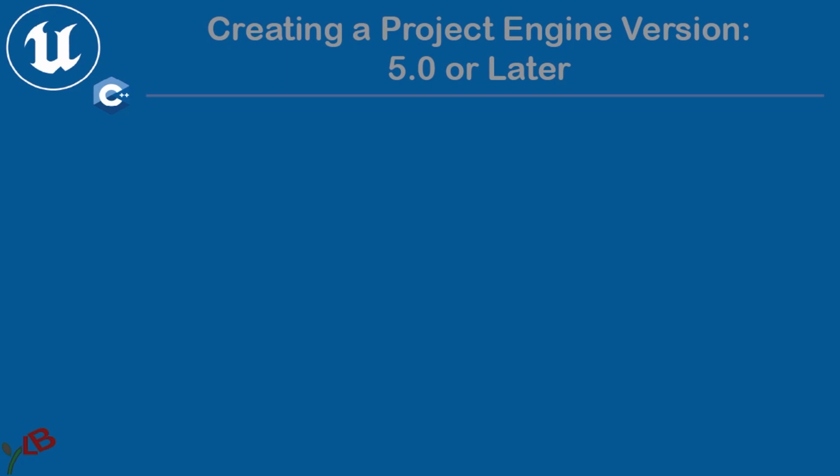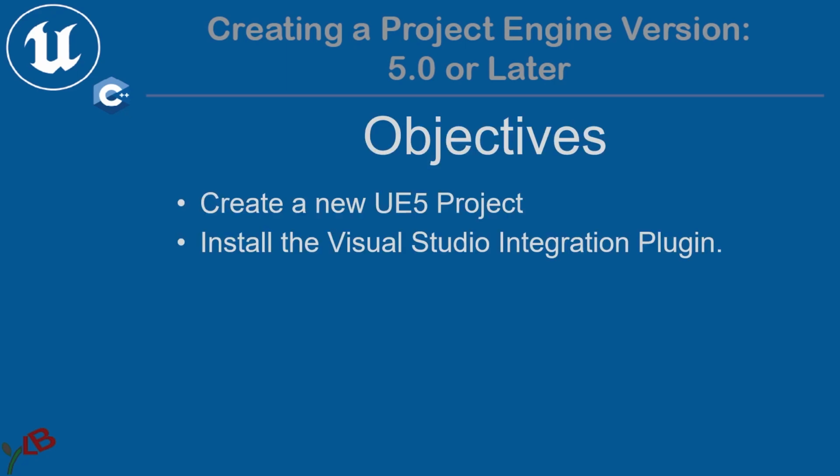Today we're going to be creating a project in Unreal in version 5.0 or later. So this is pretty simple. This is kind of an updated create a project video. I've had some people have some issues where they're getting errors because the Visual Studio integration plugin isn't there, and they're seeing the errors and they're getting a little confused, thinking that something is really wrong when it's not necessarily.